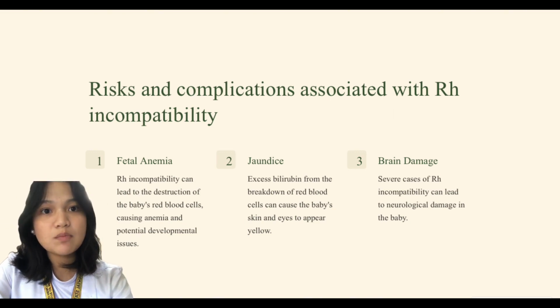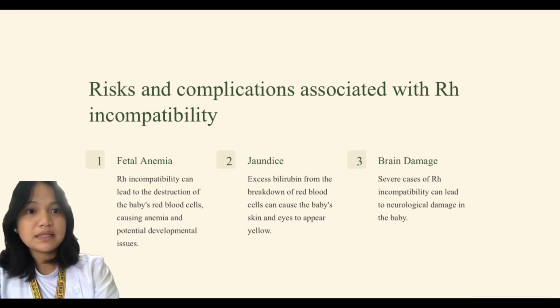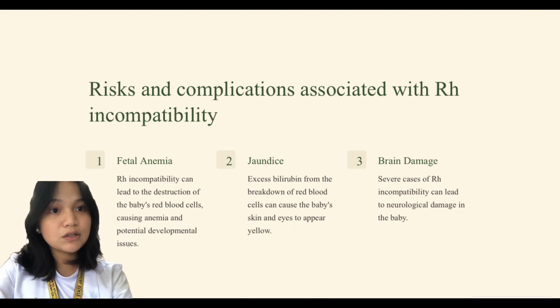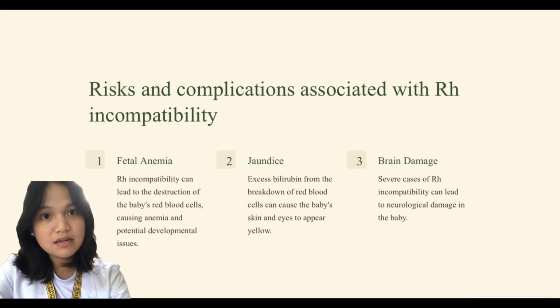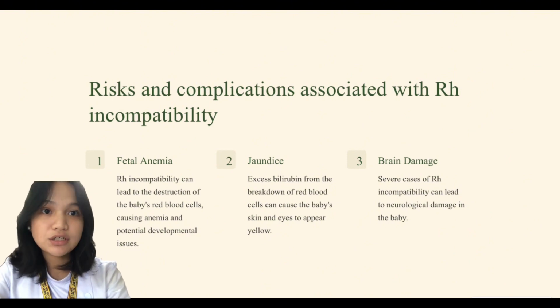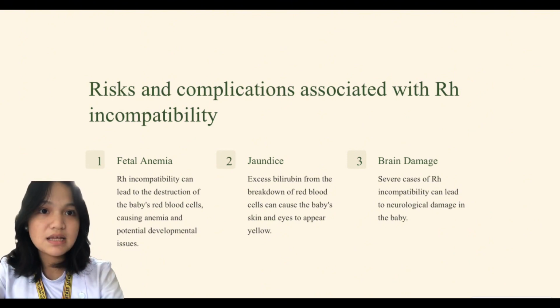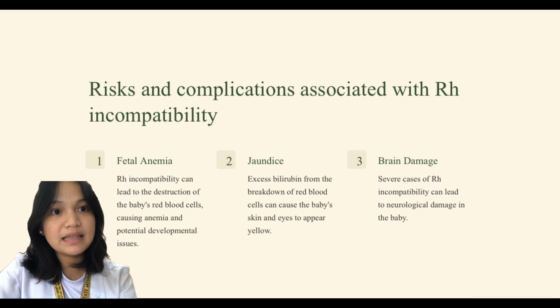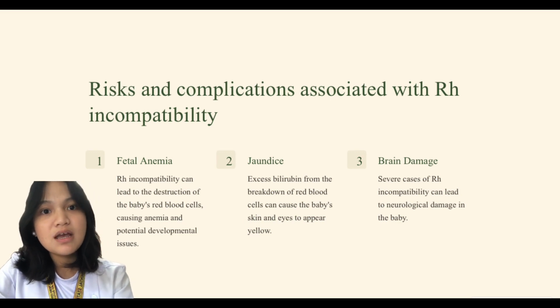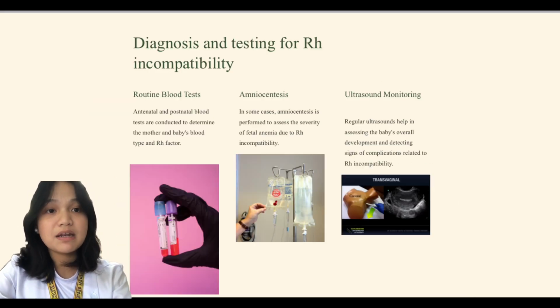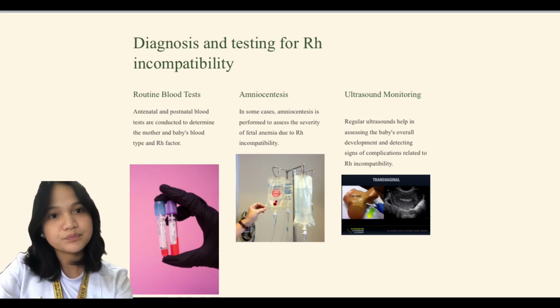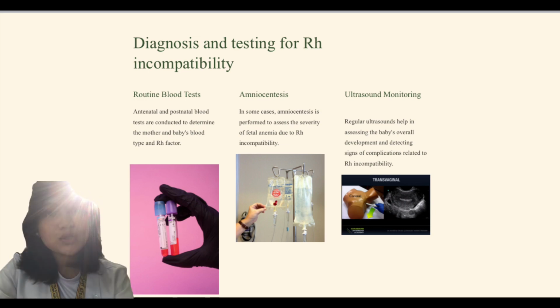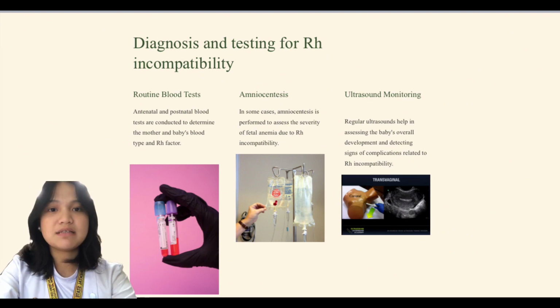So there are symptoms of RH incompatibility in the newborn. It includes yellowing of the skin and eyes, which I mentioned earlier, which is the jaundice, and an enlarged spleen and liver, and anemia. These symptoms typically manifest within a few days to weeks after birth. But there are also preventive measures and treatments.